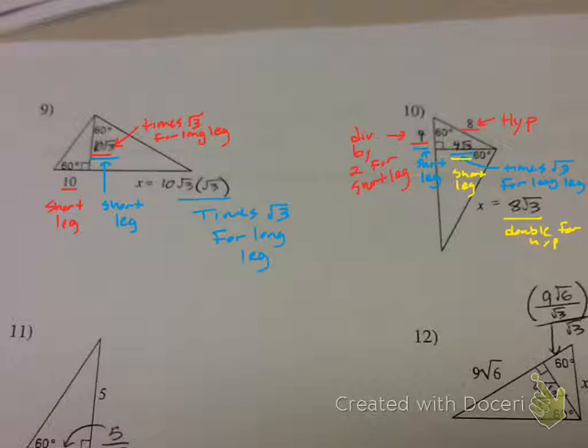Again, the relationships are always the same in a 30, 60, 90. Hypotenuse, cut it in half, you get the short leg. Take the short leg times the square root of 3, and you get the long leg. You just have to say which triangle am I looking at in a given picture. These are combined 30, 60, 90 triangles.